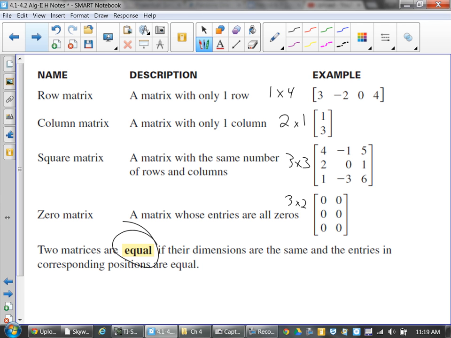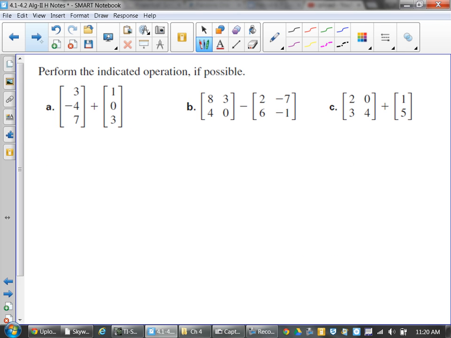In order to do what we're going to do next with matrices, they have to have the same dimensions, 2 by 2, 3 by 2, 3 by 4, whatever, in order to add or subtract them. Scalar multiplication doesn't matter, you're just distributing. But multiplication, which we'll talk about in about 10 minutes or so, has a specific rule. So let me show you what happens. We're going to do stuff like this.